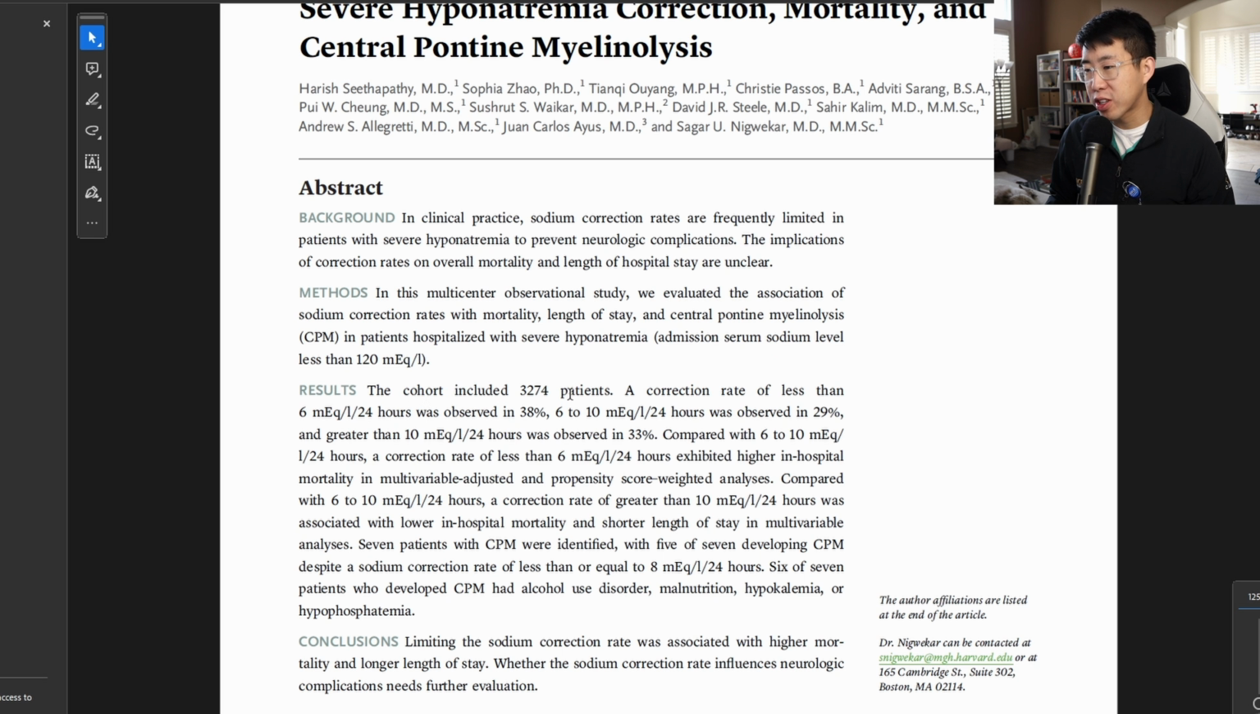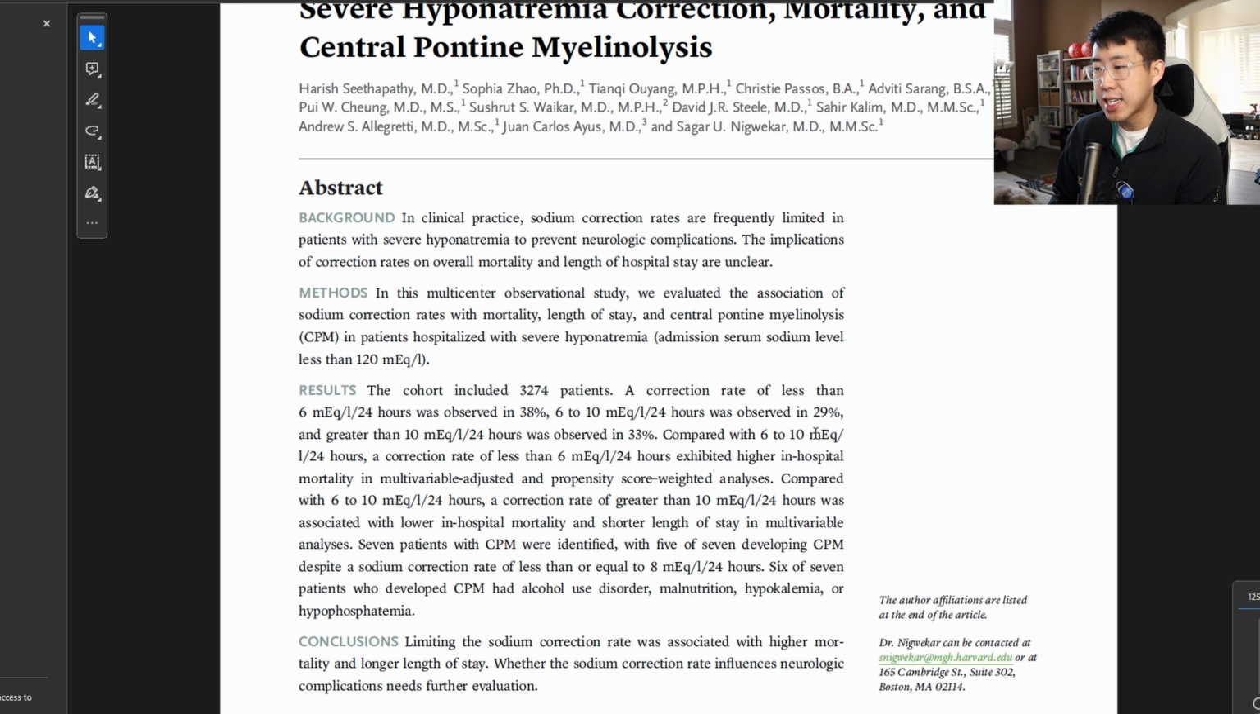The cohort included 3,274 patients, and there were three groups. There was a group of correction rate less than 6 milliequivalents per 24 hours, which was 38% of the cohort. 6 to 10 milliequivalents per 24 hours in 29% of the cohort, and greater than 10 milliequivalents per 24 hours in 33% of the cohort.